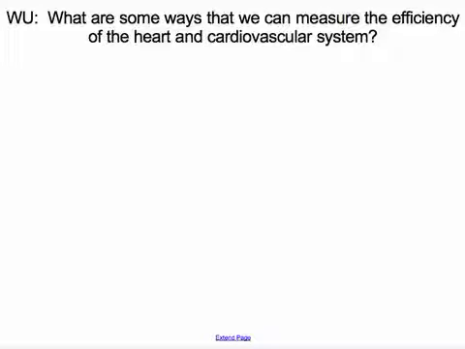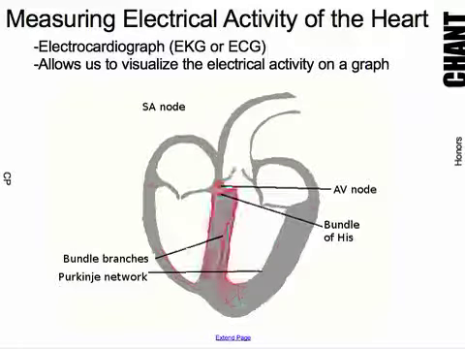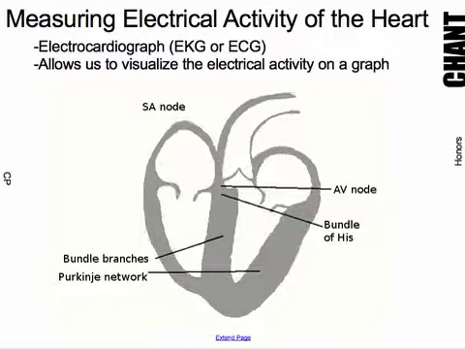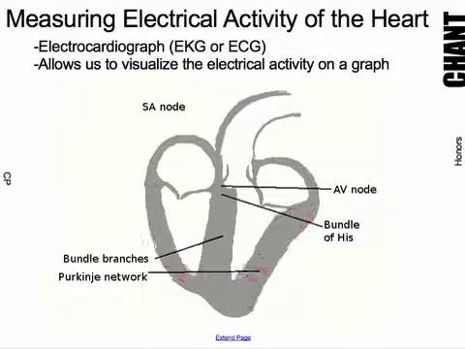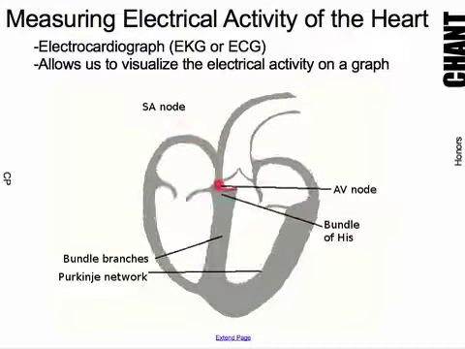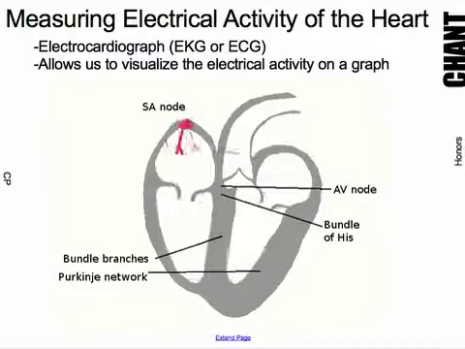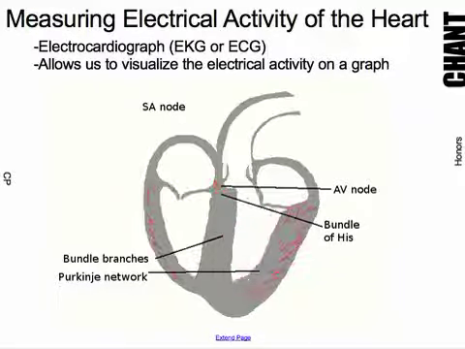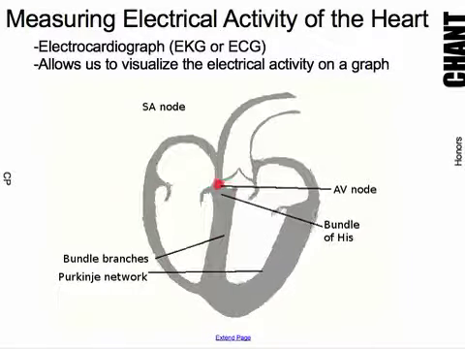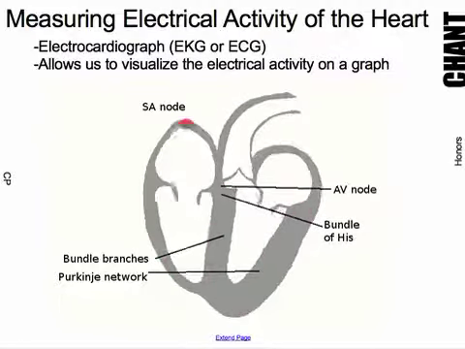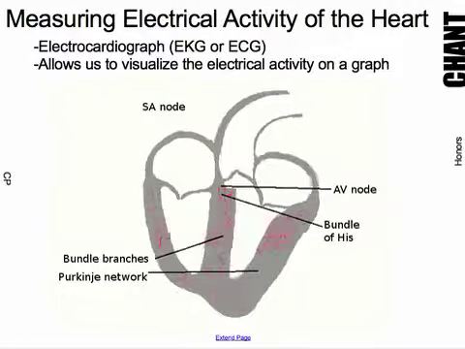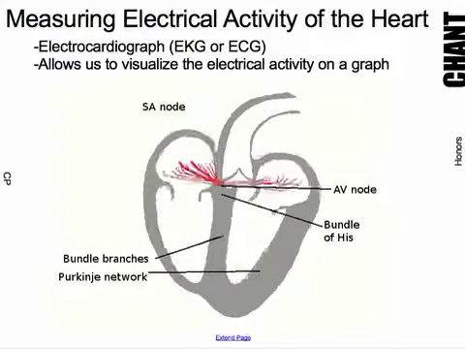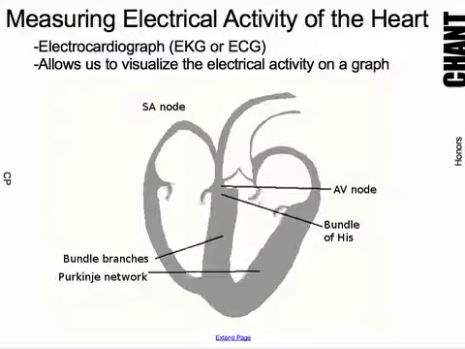All right, so let's look at some ways that we can measure how efficiently our heart is working. One of those ways is by looking at the electrical activity of the heart. It's very important that our electrical system in the heart is working, and it actually has its own electrical system. It doesn't necessarily rely on the brain, although the brain does help in looking at how quickly the heart needs to beat. But we need to look at this real quick.